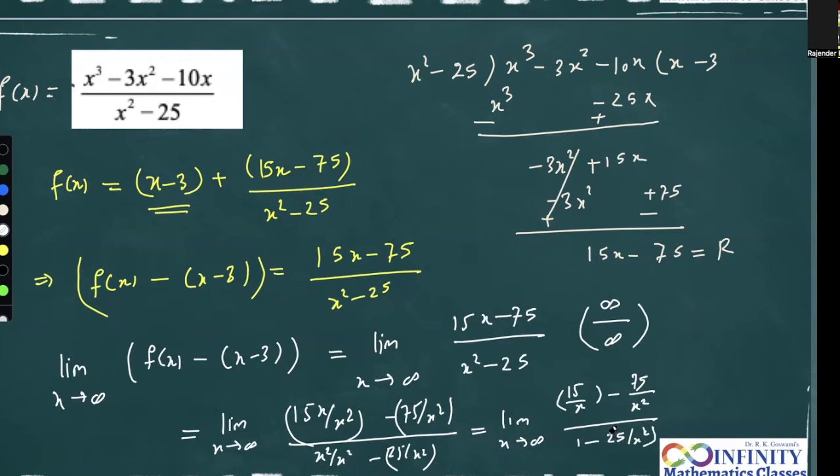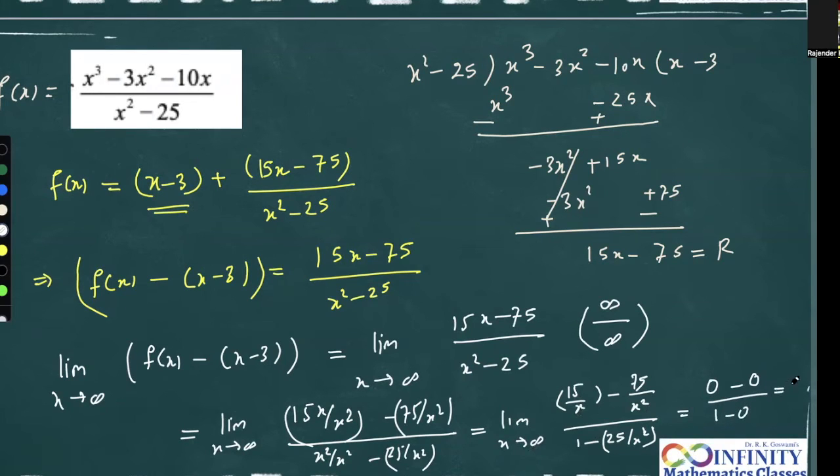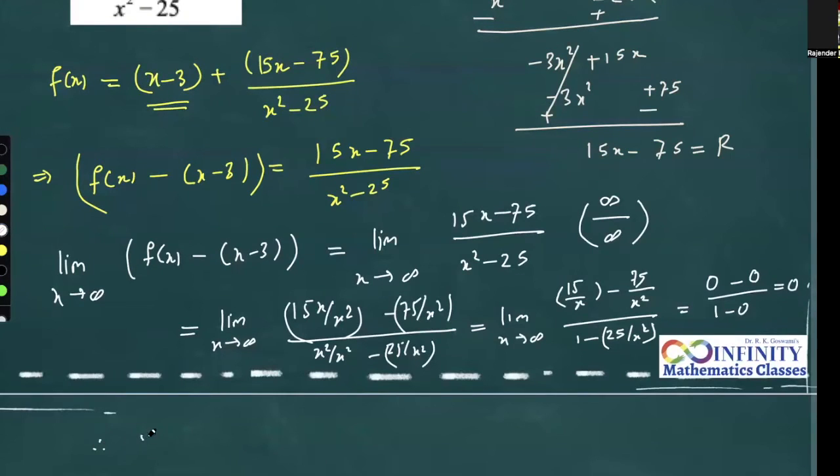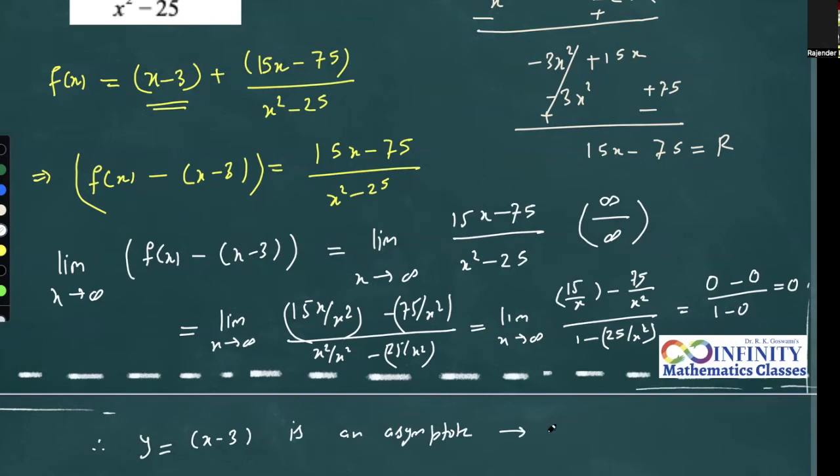Now the terms are easy for me to calculate. If I plug infinity in place of x, 15 upon infinity is going to be 0. 75 upon infinity is going to be 0. Denominator is 1 minus 0. That is simply 0. Do you agree? And because this limit is 0, that means y equals x minus 3 is an asymptote. We call it oblique asymptote.